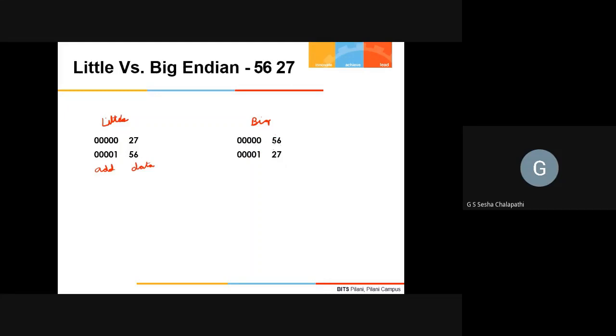0000H, it will store 56, that is the lower byte. And in the higher byte location, it will store the least significant byte. Okay. Now, if it was a 32-bit data, how will that be stored?